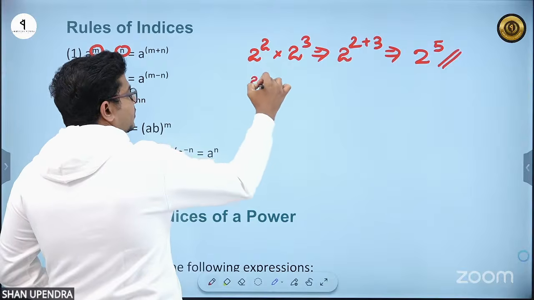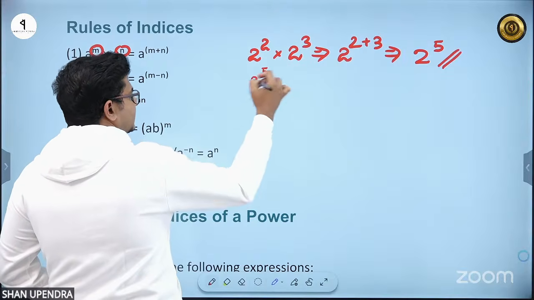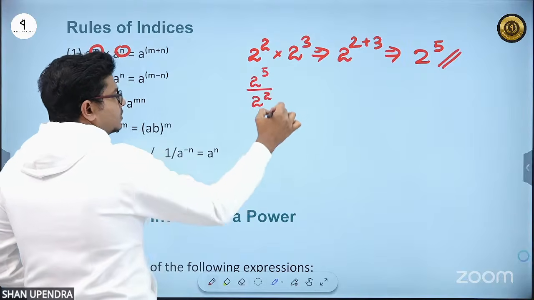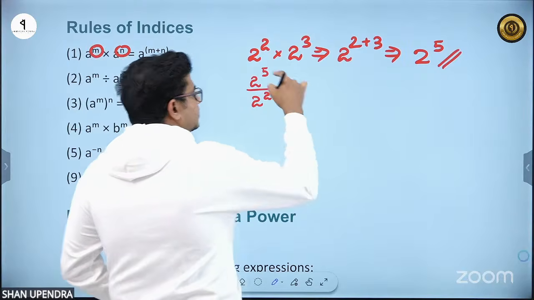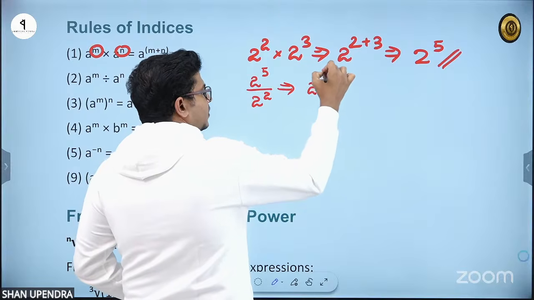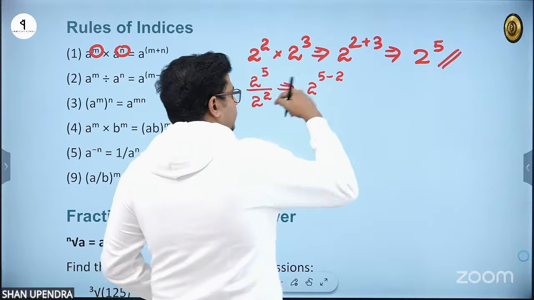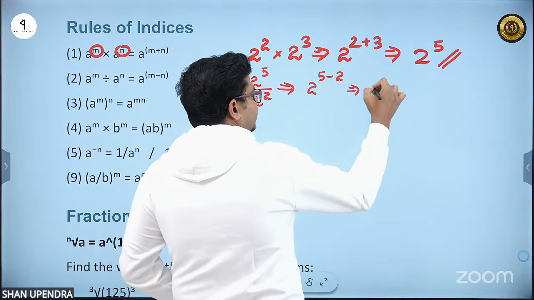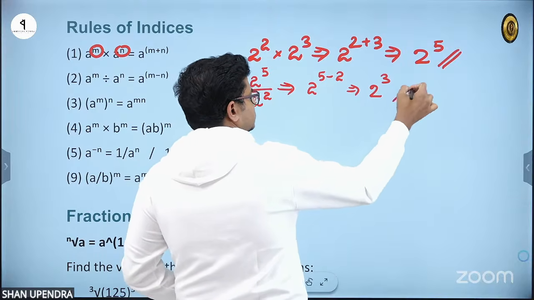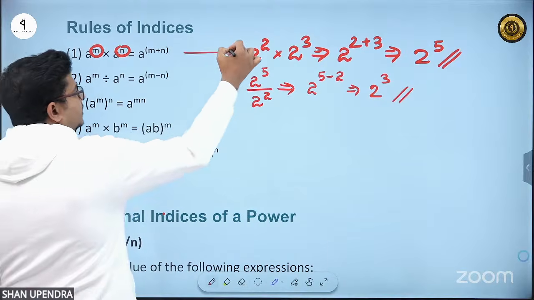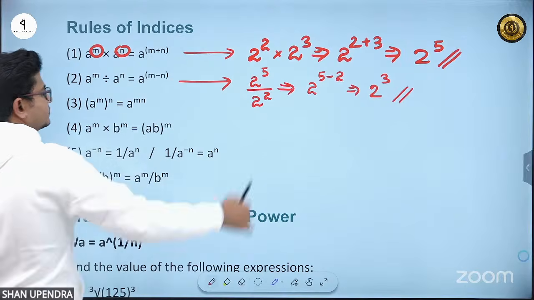So we can take 2 to the power 5 divided by 2 to the power 2. Then you can represent this, with the same base number again, as 2 to the power 5 minus 2. Okay, you can take the difference. Then you can write that as 2 to the power 3. I'm giving an example here. So here you can see what's happening.